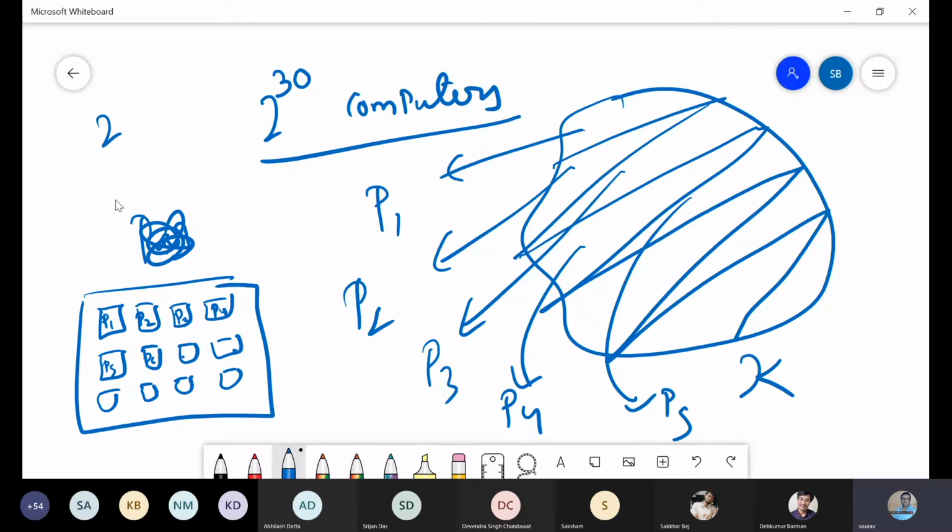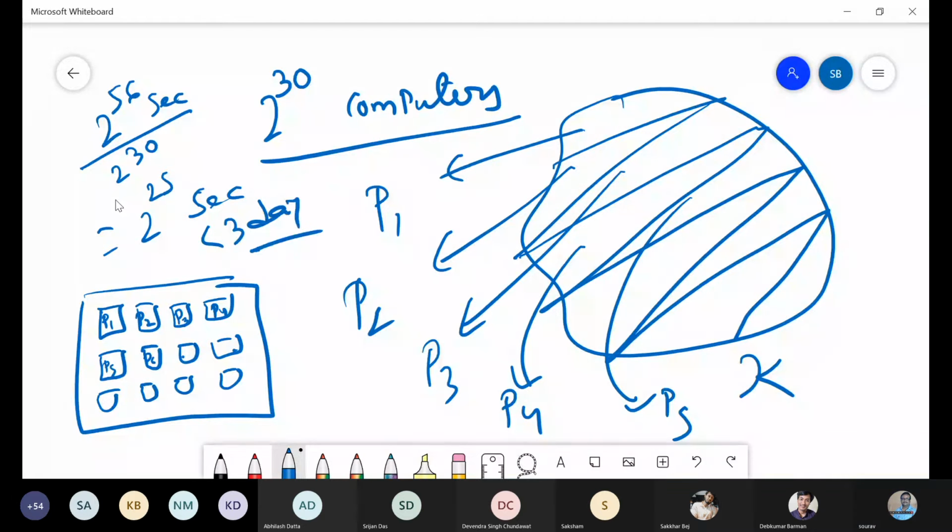The total time is 2 to the power 56 seconds for a single processor, but if we have 2 to the power 30 processors, it will reduce to 2 to the power 26 seconds. This could be less than 3 days. You can check it out. Or if we need more, then we can increase the processors.